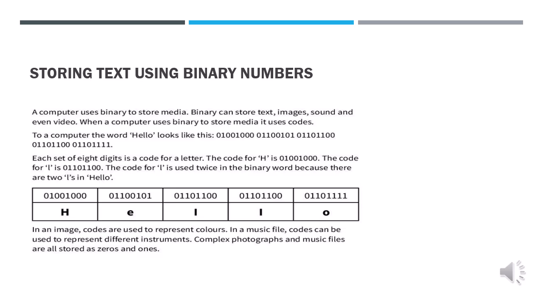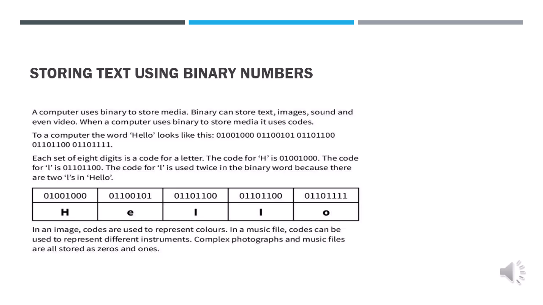To a computer, the word hello looks like this: 0, 1, 0, 0, 1, 0, 0, 0, and all these digits and bits. Each set of 8 digits is a code for a letter, meaning each letter consists of 8 bits. The code of H is 0, 1, 0, 0, 1, 0, 0, 0. The code of L is 0, 1, 1, 0, 1, 1, 0, 0.